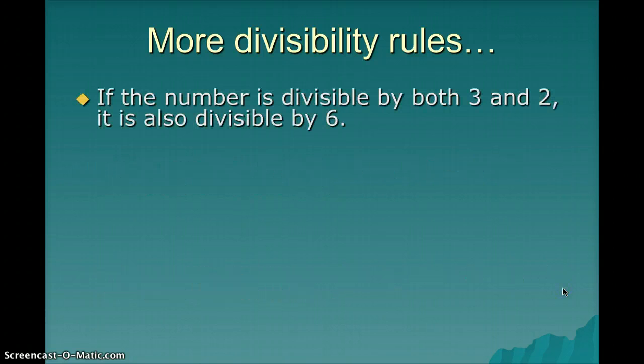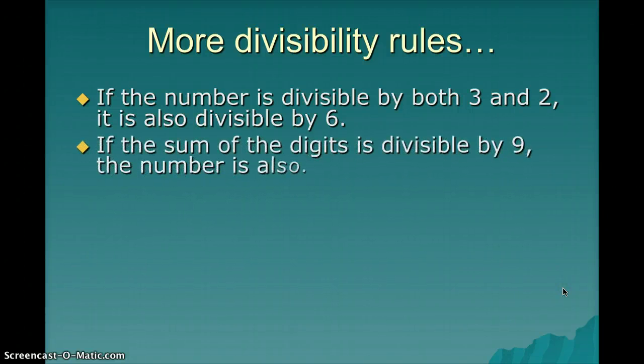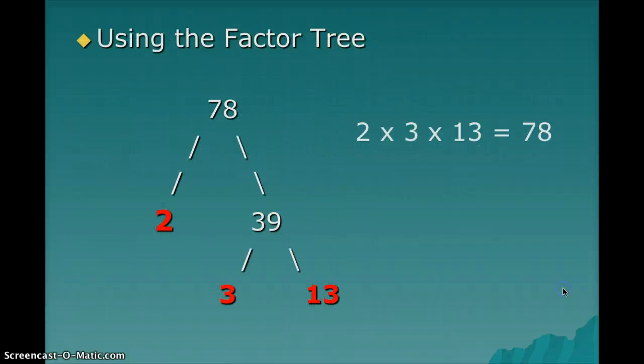If the number is divisible by both 2 and 3, then it's divisible by 6. And if the sum of the digits is divisible by 9, so if that digital root is 9, the number is also divisible by 9. And just a little helpful one to remember, that kind of cuts things in half, is that if it's an even number, it could be divisible by an even number. But if it's an odd number, it will not be divisible by an even number.